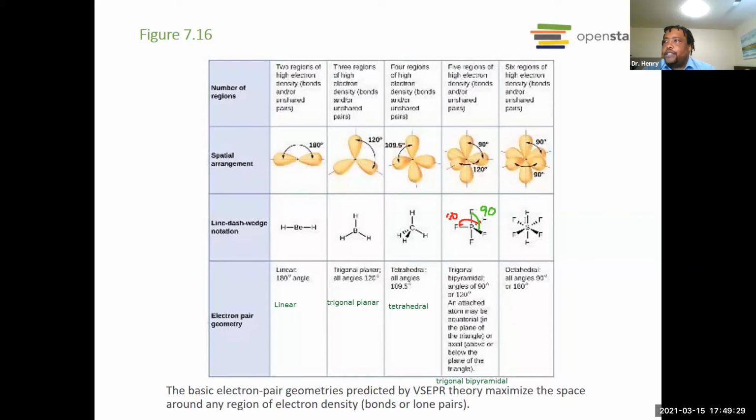And then in the last case, we're going to have a square in the middle. So we're going to have 90, 90, 90, 90, and then 90 here and 90 there. So all the angles are going to be 90. That is going to be octahedral. Okay. Are you with me?